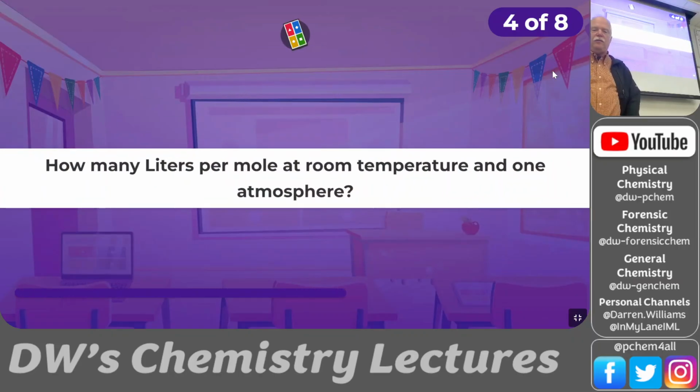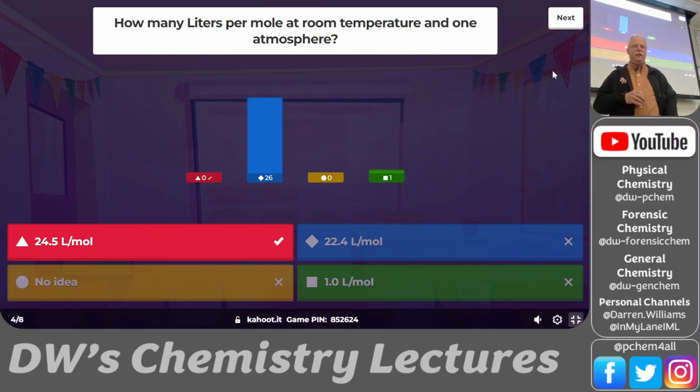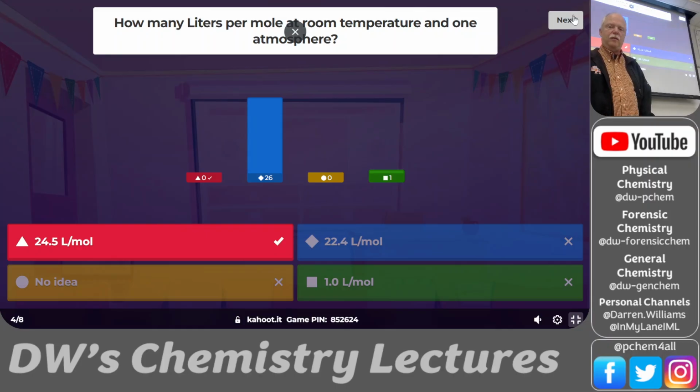How many liters per mole at room temperature in 1 atmosphere? We did this in the calculations. You may have learned one of these numbers as a freshman, but it's slightly different at room temperature. What you learned at the freshman level was STP, which was 0 C. One of these is at 0 C, the other one's at 25 C. So 22.4 is the 0 C, it's STP. 24.5 is SATP, or ambient temperature and pressure. Okay, that was so painful.